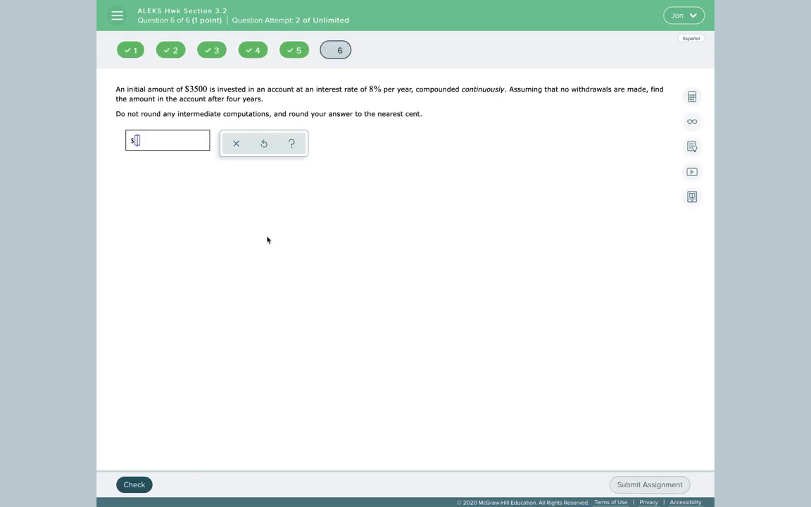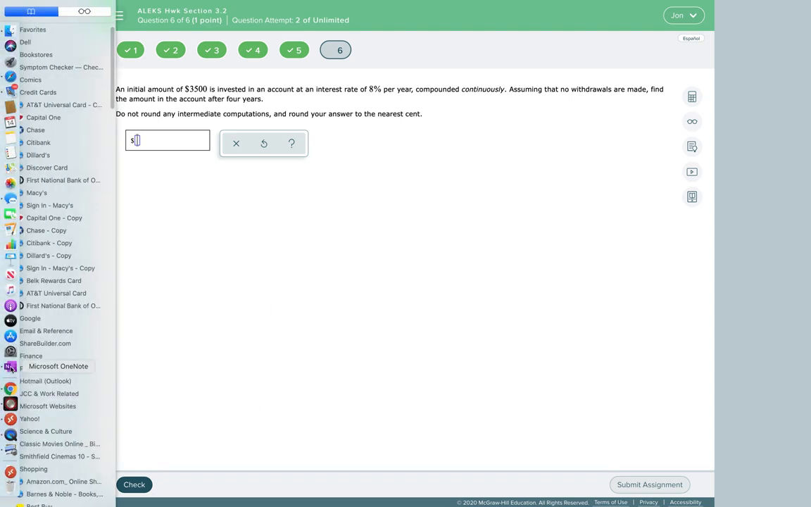Okay, for number 6, an initial amount of $3,500 is invested in an account at an interest rate of 8% per year, compounded continuously. Assuming that no withdrawals are made, find the amount in the account after 4 years. And it says do not round any intermediate computations, and round your answer to the nearest cent.